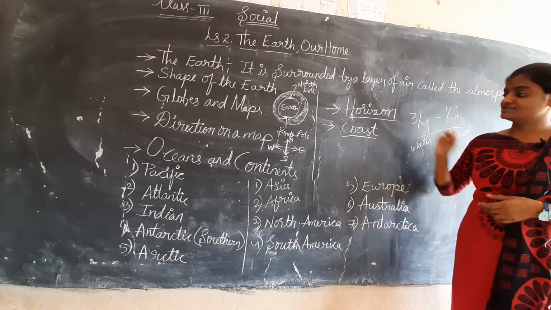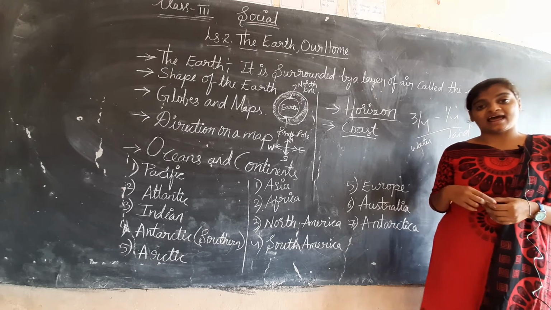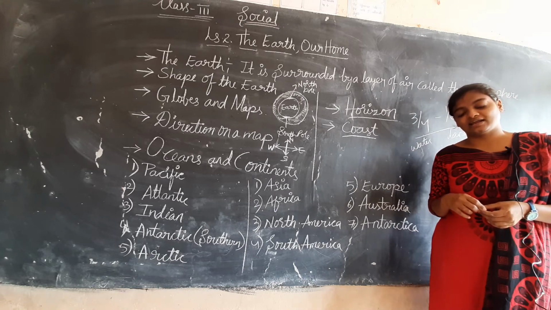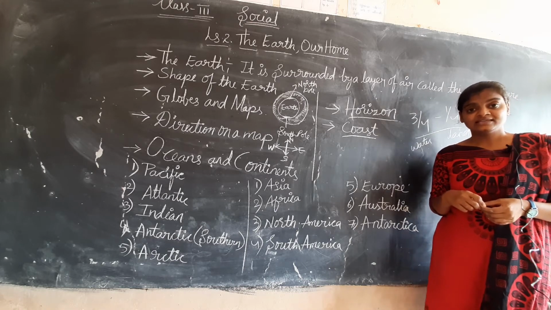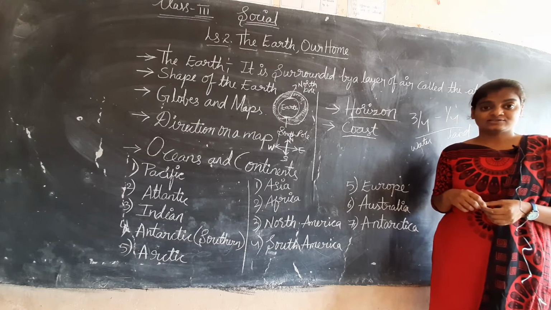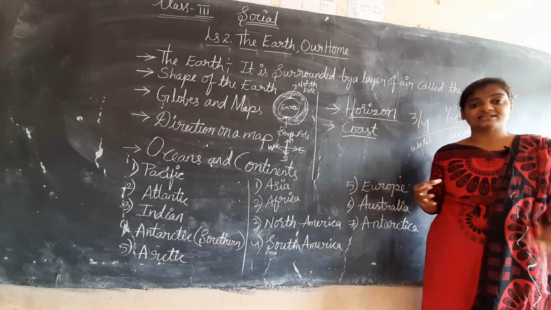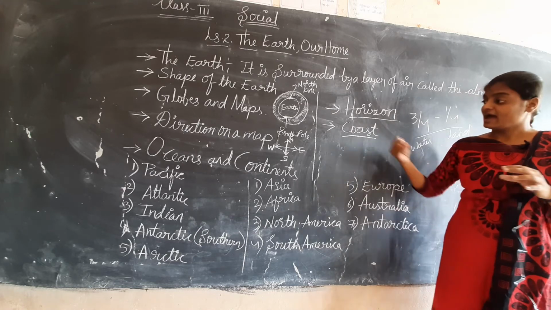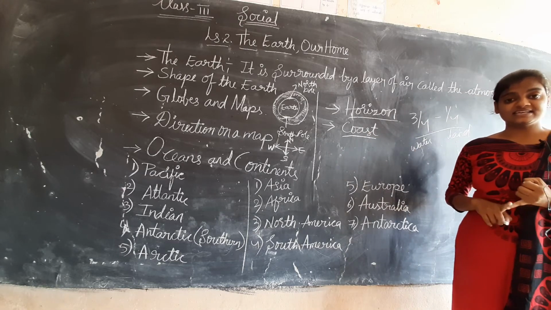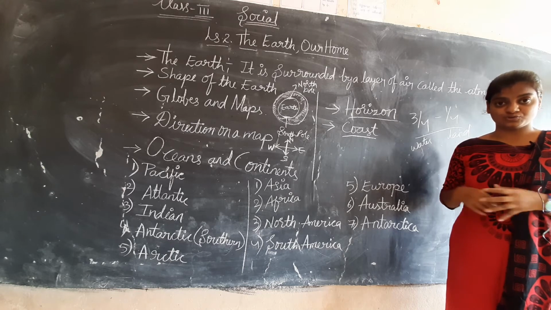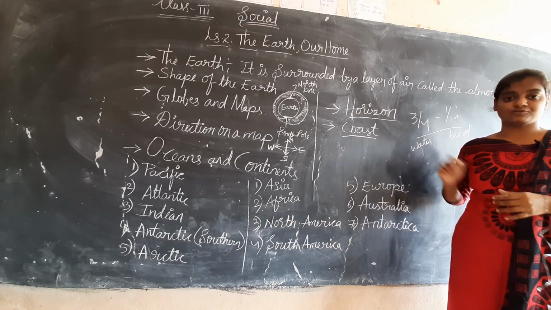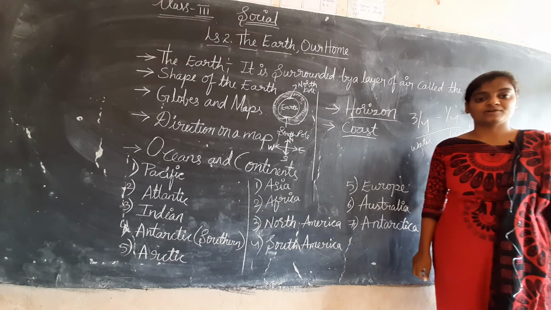Horizon: the place where the land and the sky seem to meet is called the horizon. It looks like they meet but they do not. Coast: the place where the sea and the land meet is called the coast. This is all about today's class, children.